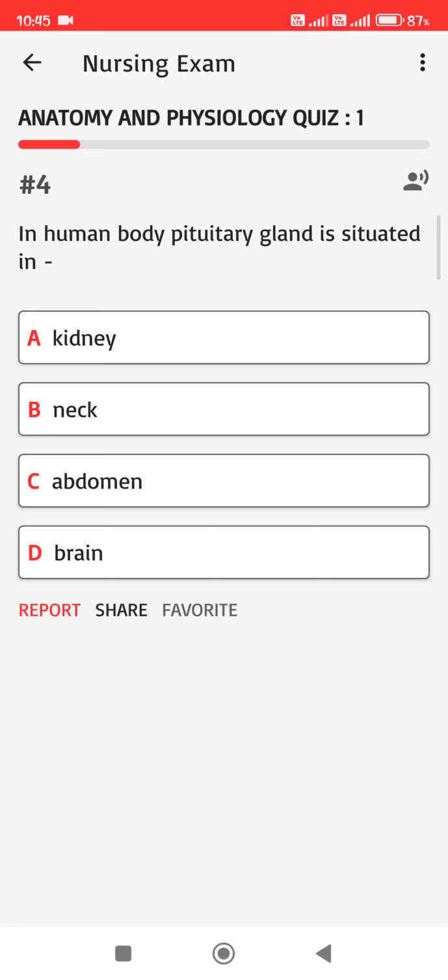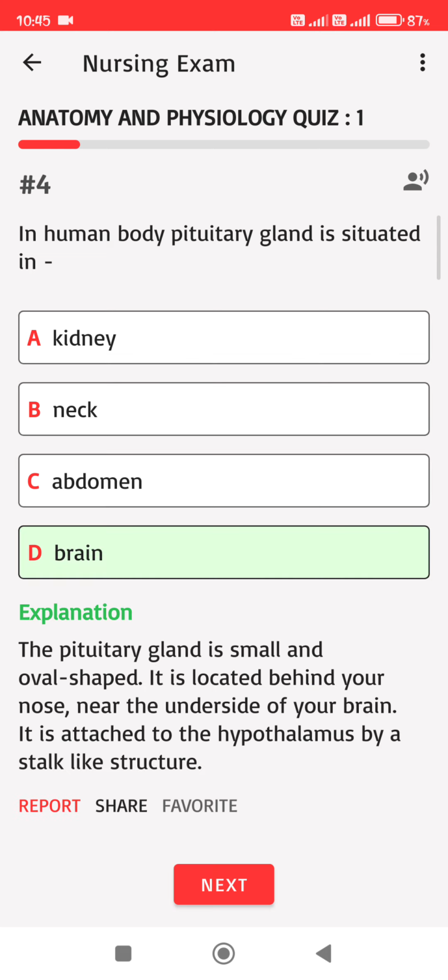In human body, pituitary gland is situated in A. Kidney, B. Neck, C. Abdomen, D. Brain. Correct answer: D. The pituitary gland is small and oval-shaped. It is located behind your nose, near the underside of your brain. It is attached to the hypothalamus by a stalk-like structure.